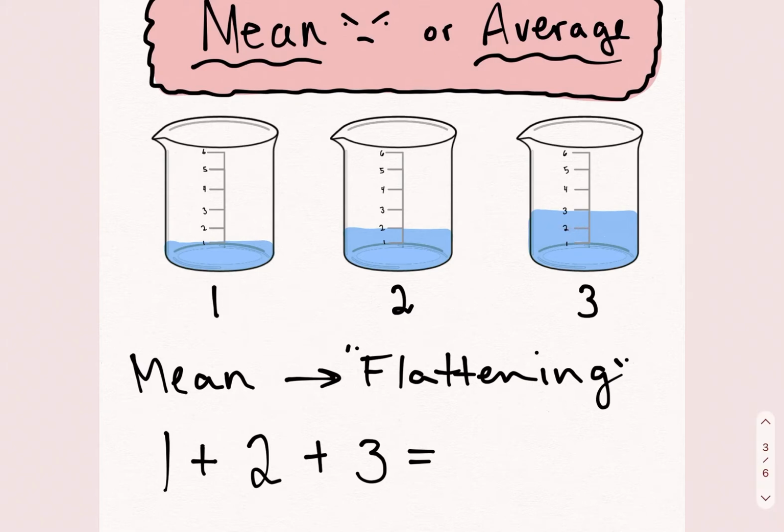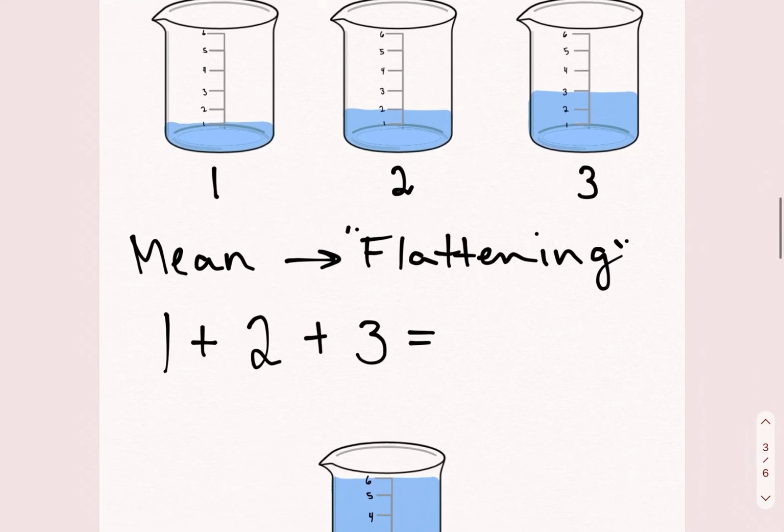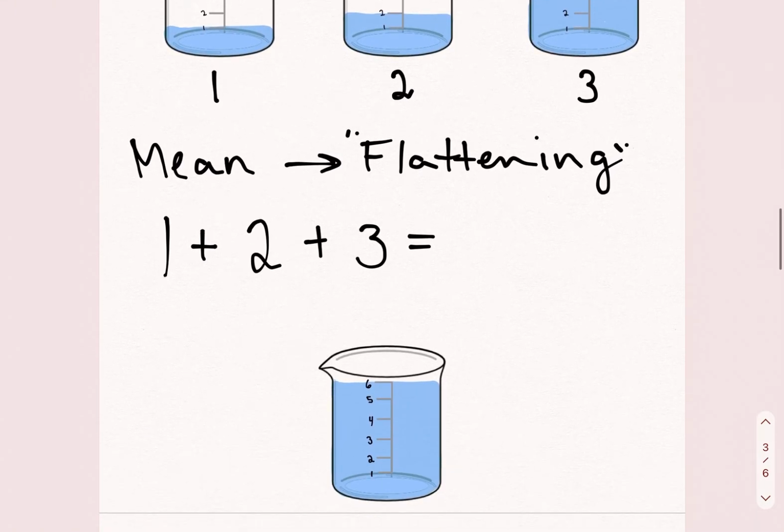So to do that, the first step I'm going to take is to pour all 3 beakers of water together into 1 beaker to fill one up with all the water. In math, that would look like 1 plus 2 plus 3, and you can see that down here. When I've poured them all together, it will look something like this.